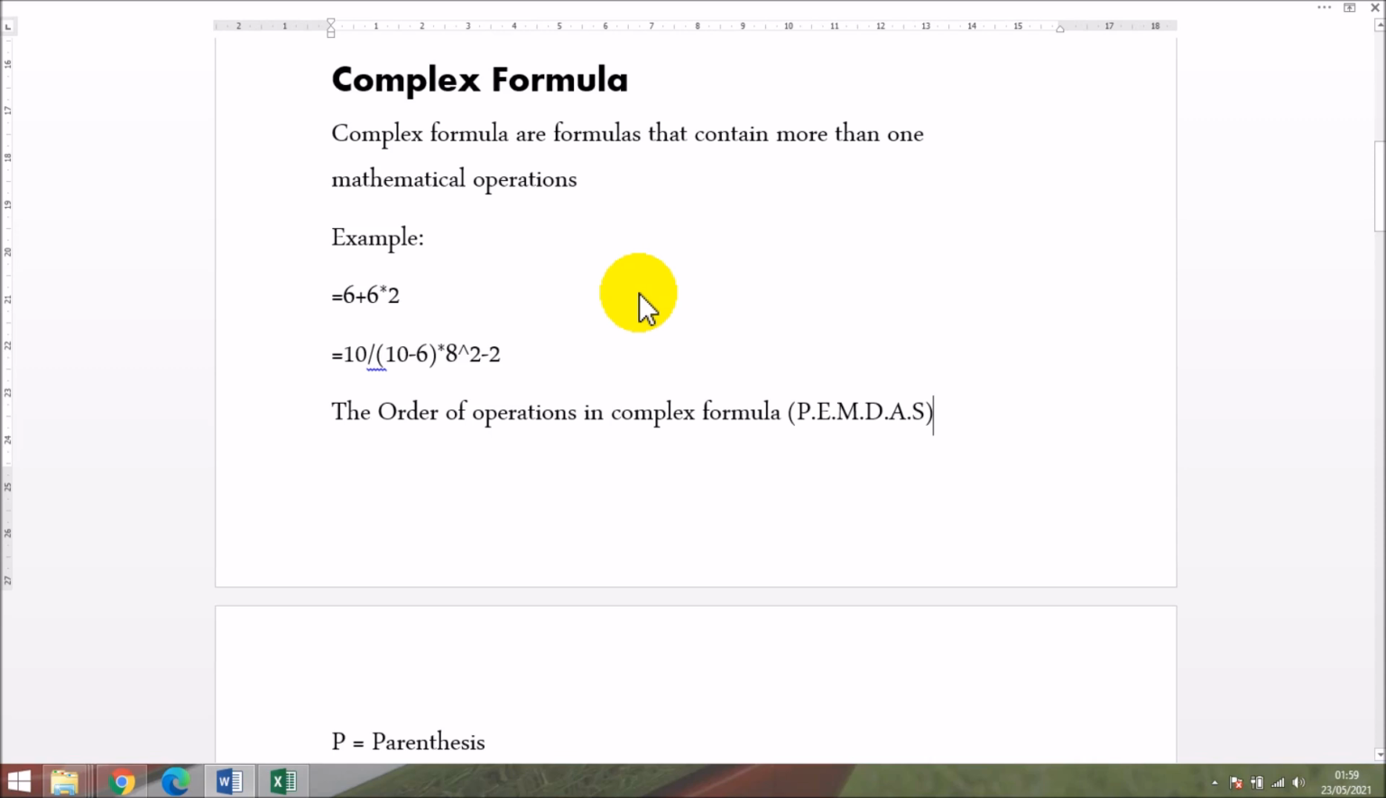This is still Chukwusima. So in this video, we are going to be learning about complex formula. Now, complex formula, what are they and how do you apply it? That is what we are going to be covering in this video. So what is complex formula?